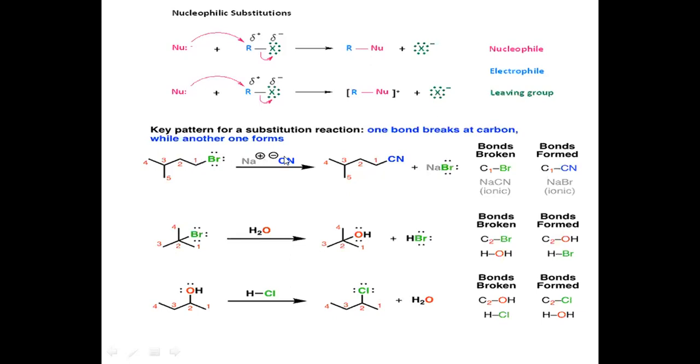So if CN minus is a nucleophile, it will be attracted to this first carbon, and then they may react with each other, where now Br will be replaced by CN and you will get this as a product. So which bond is broken? The C1-Br bond is broken and a new bond is formed between C1 and CN, that is, the cyanide group. If I use water, now water has oxygen, which has two lone pairs of electrons and can be used to donate these electrons.